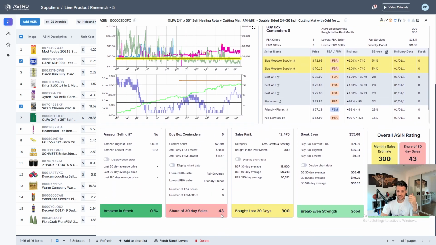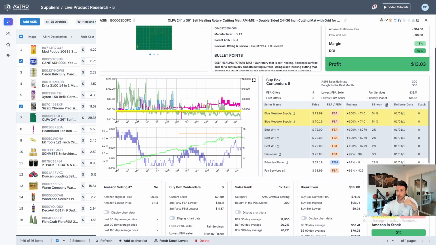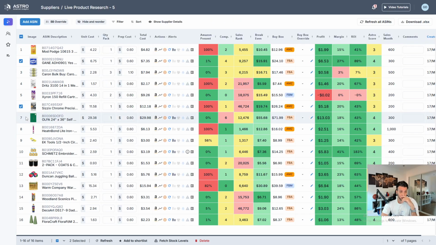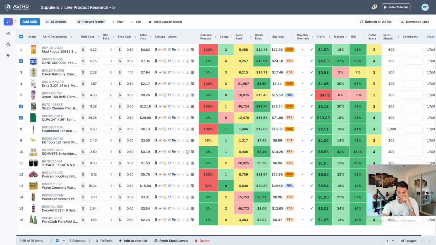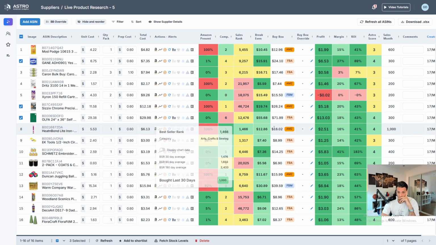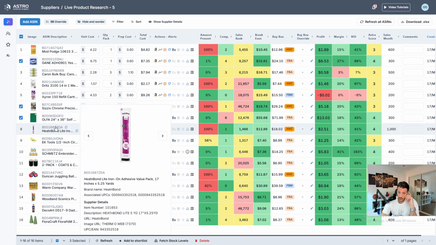Decent sales, not too high, but the profit is quite high. So I'll definitely consider this one. There are no IP issues, so I'm going to go ahead and mark that one. Next, what is this? Heat and Bond Adhesive Value Pack. Okay, a lot of Amazon on this one as well. Break-even strength is good. Let's go ahead and check out the listing.